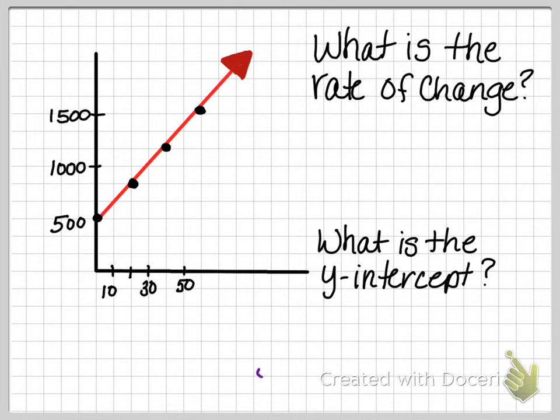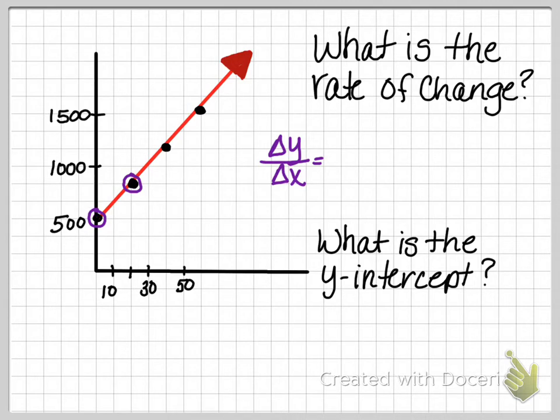So let's just take a look at it. I've got a point here I could use, and I've got a point here I could use. I could use any of these points that I want to, right? It doesn't matter which one. I'm just going to use those first two. So the rate of change, what is the change in y over the change in x? Now remember, a lot of times we just kind of look and count up. Well, this is kind of hard to count up. I'm not sure how much up that is.